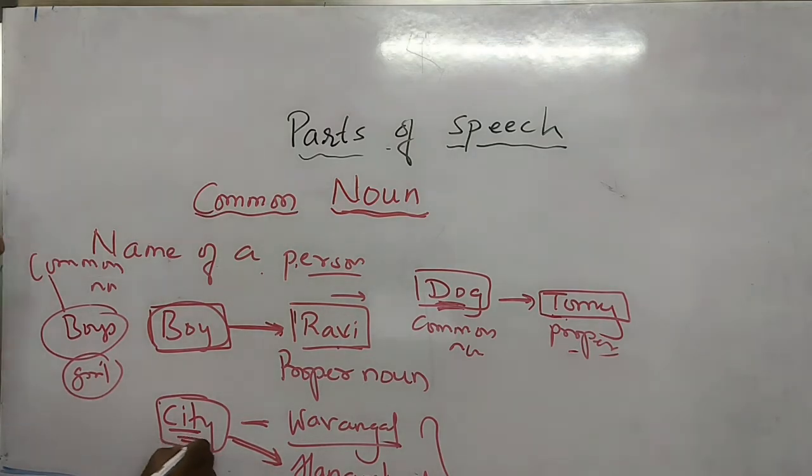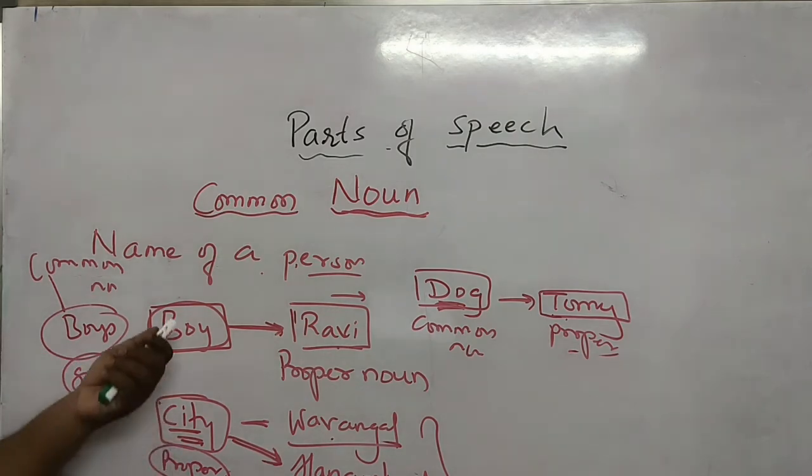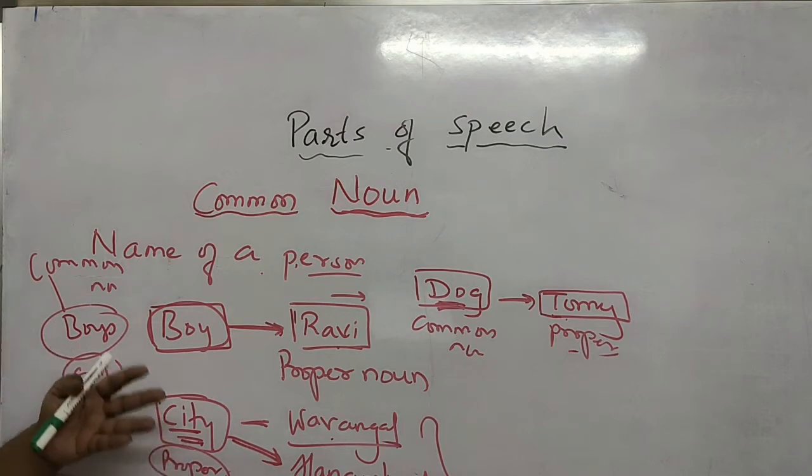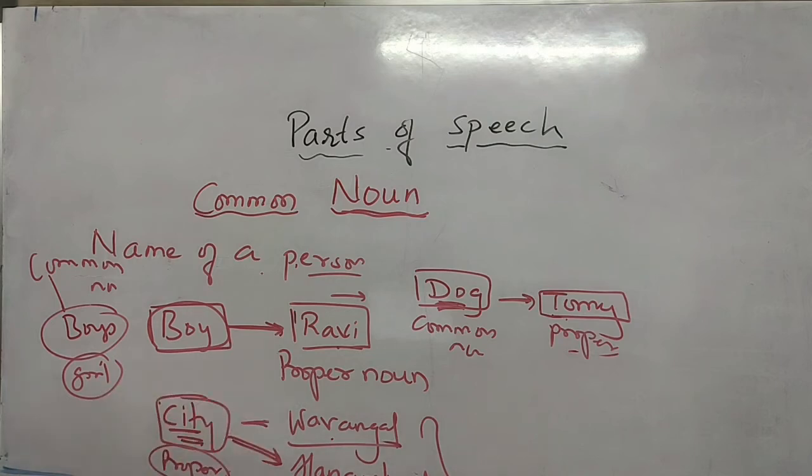So if it is a city, now that will be the common noun. Warangal or Hanmakonda or Kazipet, then it will become the proper noun. So if you give a name to anything, that will become a proper noun. If you don't give a name, such as if you want to make it a boy or a girl or a human being, city, town, village, a doctor, a dog, a car, whatever the words which you use in a common way, then we call them a common noun. Let me give an example for this.